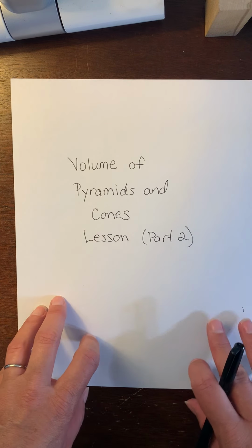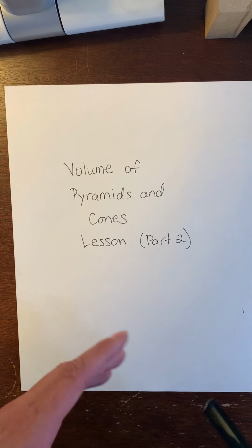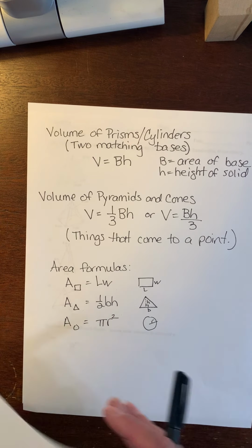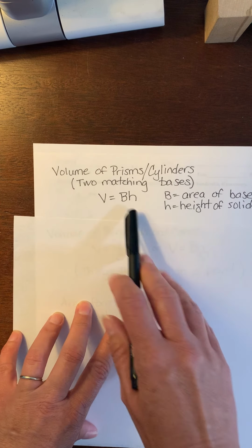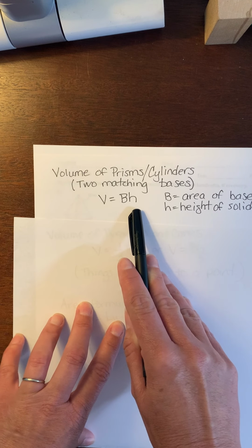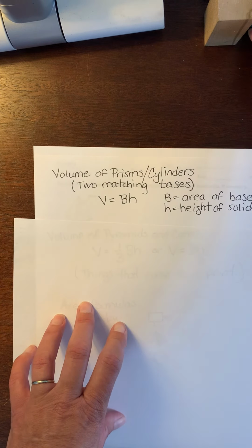Hi guys, welcome back to part 2 of my lesson on pyramids and cones, finding the volume of pyramids and cones. For starters, it's very important to recognize when to use which formula. We just talked about the fact that there are two different formulas. There's the formula that we've been using, which is area of the base times the height, and you use that if you have a matching top and bottom. So if it has a matching top and bottom like this guy, then you use that formula.